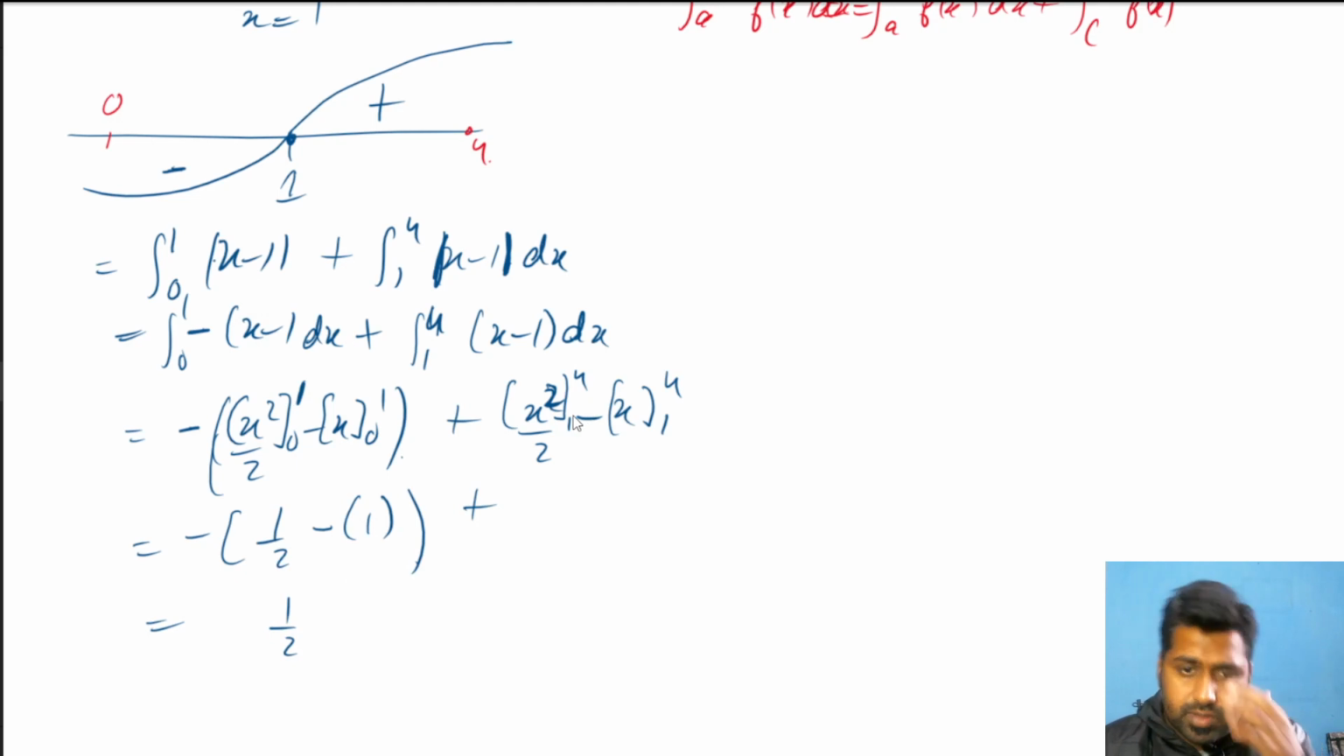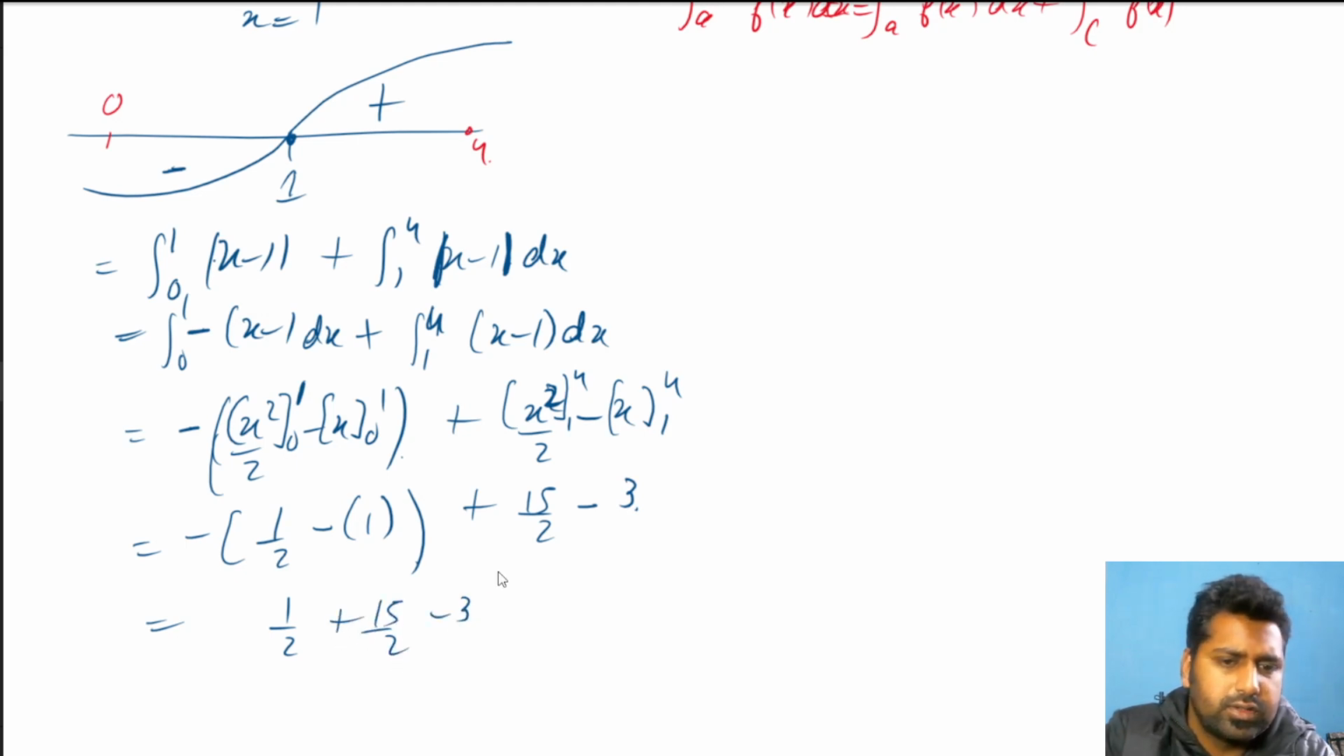Plus this becomes 4 square is 16 minus 1 square is 1. 15 by 2 minus 4 minus 1, 3. So this becomes plus 1 by 2 plus 15 by 2 minus 3. So 16 minus 3, such big value.